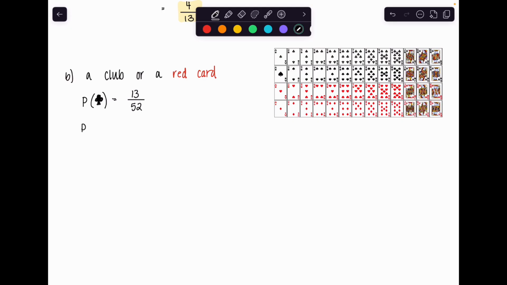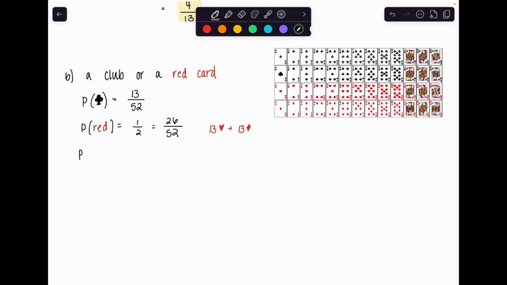If I want the probability of getting a red card, again, you can sit there and add that up, but you have a 1/2 chance because it's either red or black. So there are 26 red cards out of 52. Think of this as 13 hearts, which are red, and 13 diamonds, which are also red. So that's the events individually.